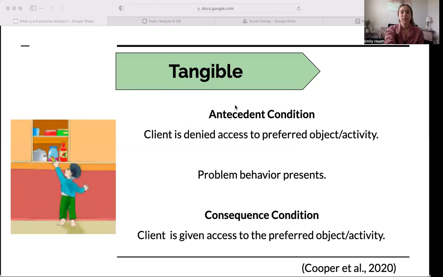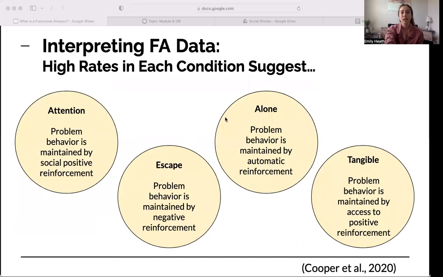To begin the tangible condition, the client will have access to preferred items for a set amount of time. And after the time elapses, the instructor will remove the preferred tangible and continue denied access to it. If the problem behavior presents, the client will immediately be given access to that same preferred item or tangible.